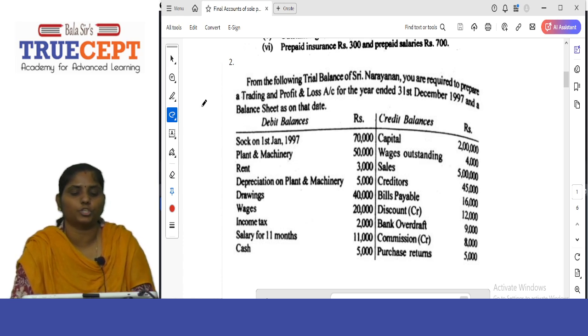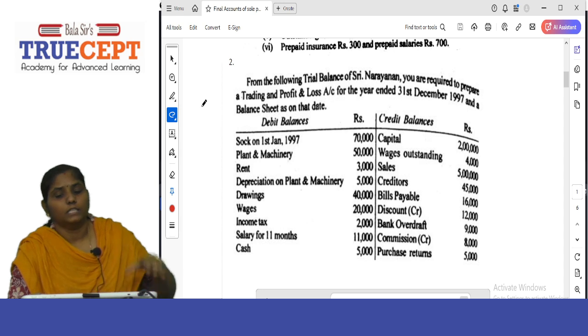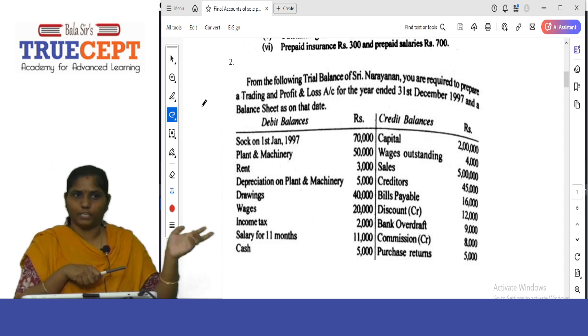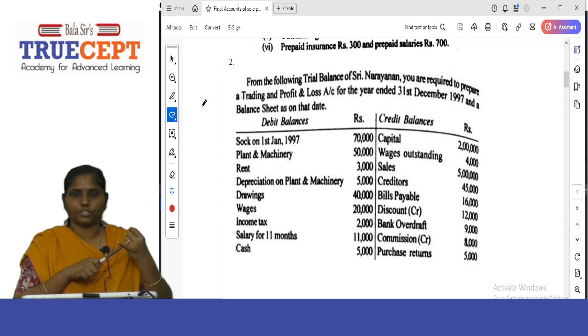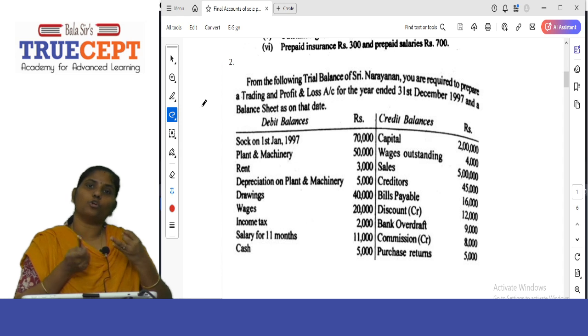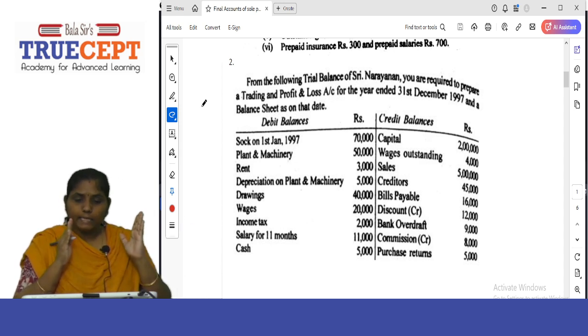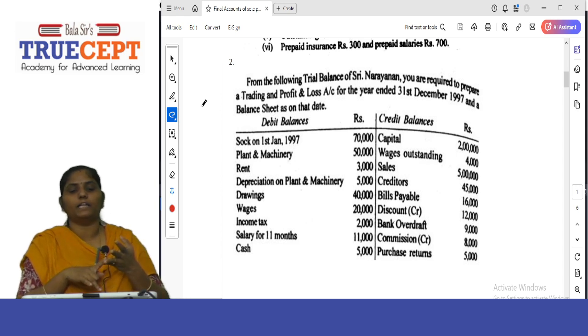Then depreciation on plant and machinery. Now, if you notice, generally depreciation will be a part of an adjustment. We did 2 sums where we calculated depreciation, subtracted it from the asset in the balance sheet and also showed it as an expense in the profit and loss account. But in this sum, the depreciation on plant and machinery is given inside the trial balance. It is not an adjustment. It is inside the trial balance.